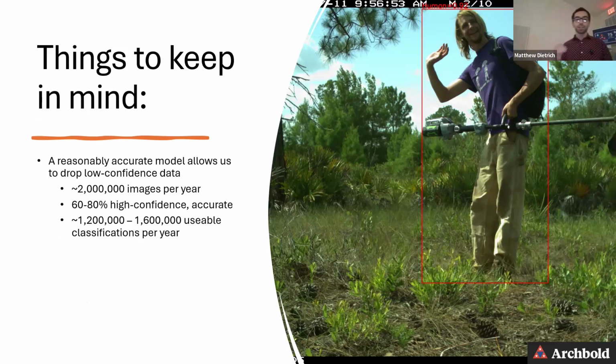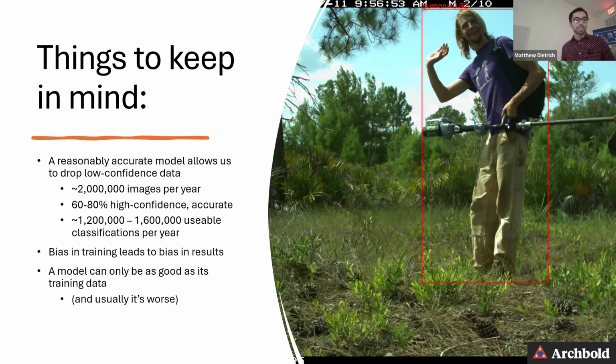So for example, we're getting around 2 million images per year with what we have set up now. Depends on what animals are moving in front of the camera specifically. So if 60 to 80% of that is at this 95% accuracy or human level accuracy, then we'd be reaching around 1.2 to 1.6 million usable classifications per year. A quick note is that the camera traps take bursts of 10 images at a time. That would leave us with around 120 to 160,000 usable classification IDs.